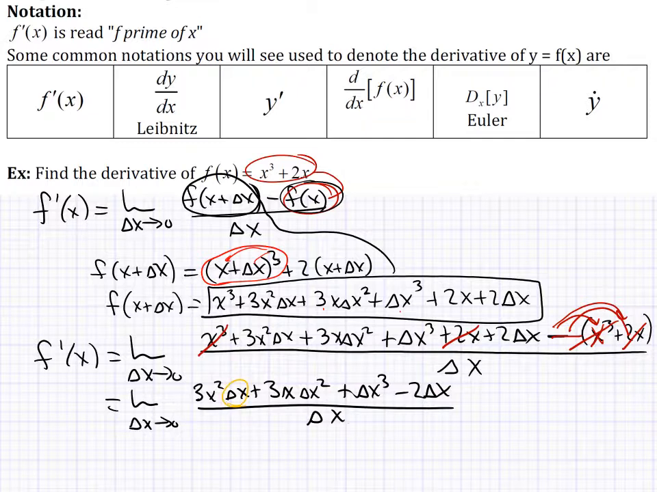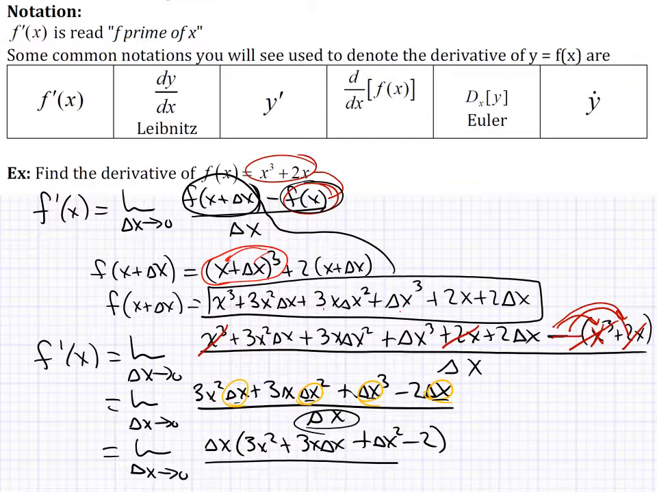Notice delta x, delta x, delta x, delta x. Delta x is going to 0. That's a problem. But since these all have a delta x in them, I can factor a delta x out. I'm left with 3x squared plus 3x delta x plus delta x squared plus 2 all over delta x. I can cancel these two delta x's. And then what I have is the limit as delta x goes to 0 of 3x squared plus 3x delta x plus delta x squared plus 2.